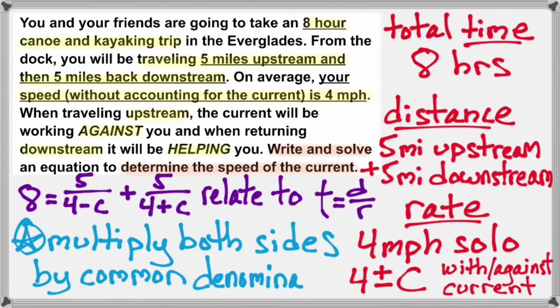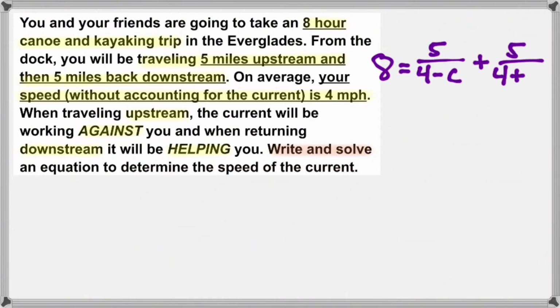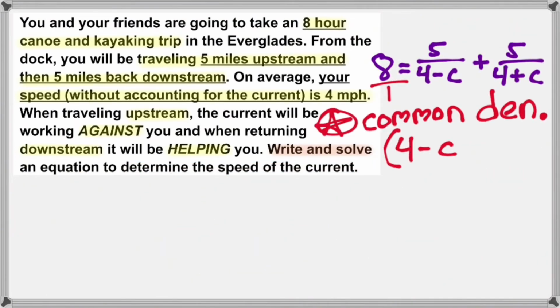We need to now multiply both sides by the common denominator. And the common denominator, in this case, uniquely, we have a 4 minus c and a 4 plus c, and then that 8 only had a denominator of 1. That's not a unique denominator that's going to change anything. So the overall common denominator is 4 minus c times 4 plus c.